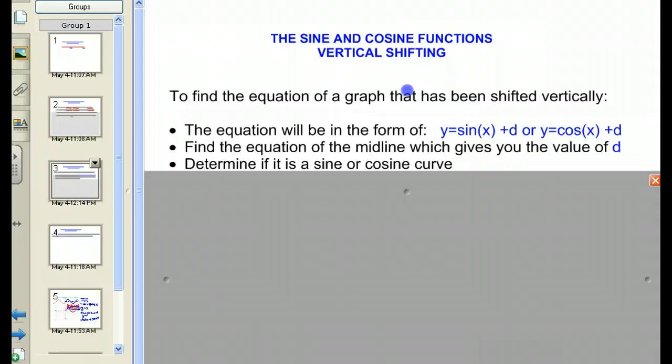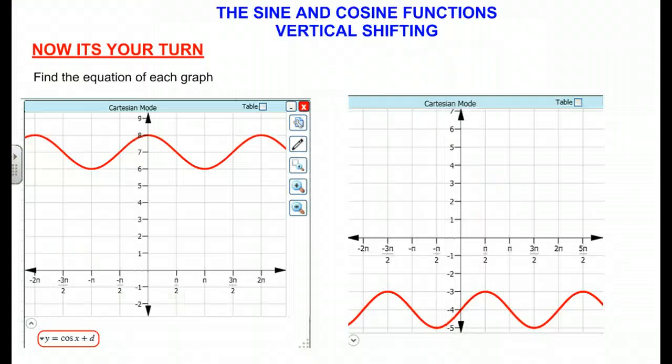Okay, now it's your turn. We'd like you to find the equation of each graph. So pause this screencast and take a look at it and see if you can find the equation. Good luck, and I'll see you again next time.